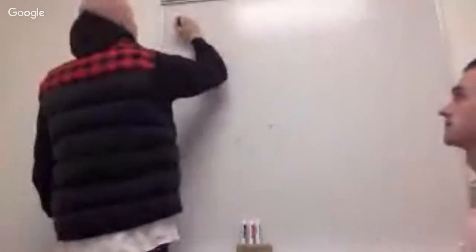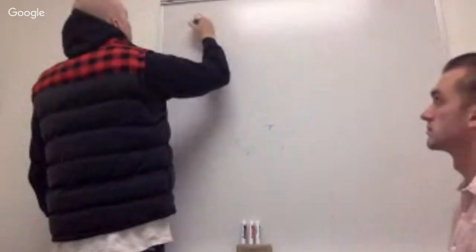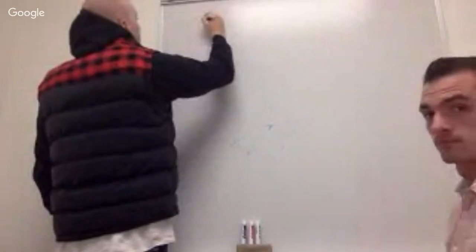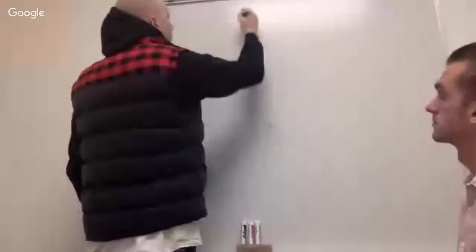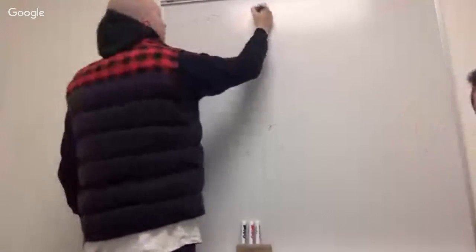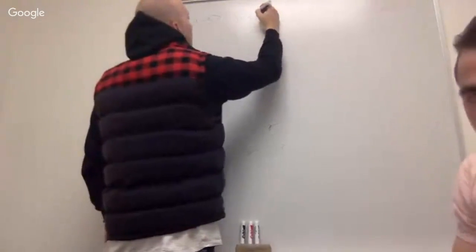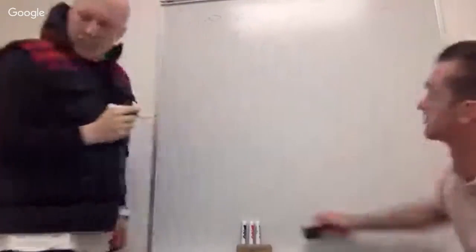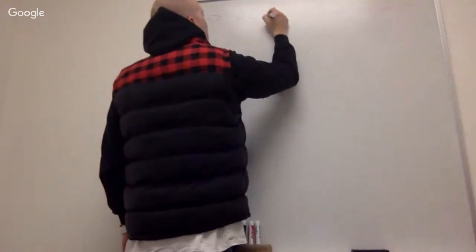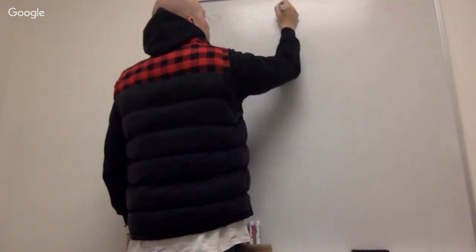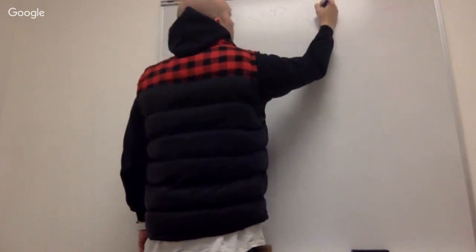Just so I can, this is pretty much for me so I can remember. So let's say U is a vector, U equals 4, -3, and V equals -4, 4, and we want u times v.